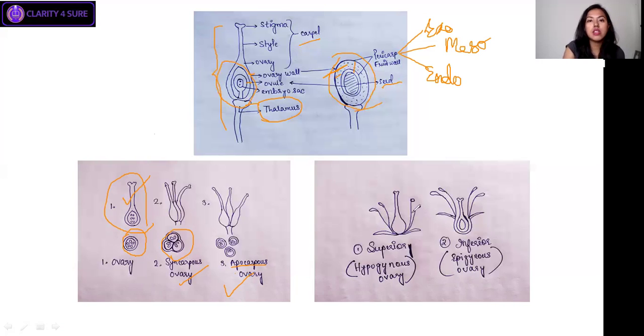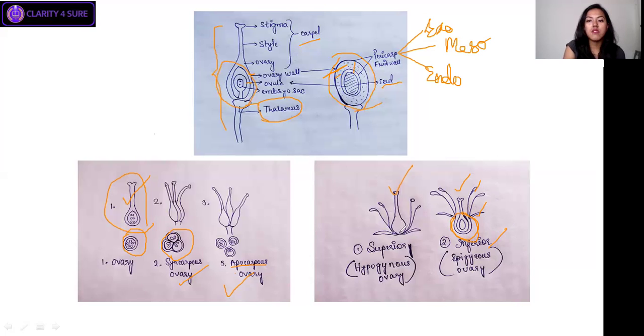Another classification of ovary can be inferior ovary and superior ovary. So inferior ovary, as the diagram itself shows, you can see that the ovary is inside sort of a cavity, isn't it? The other floral parts, like the male part and the calyx, are above this ovary, right? So it's like the ovary is in a cavity. When this sort of ovary occurs, it is known as your inferior ovary or epigynous ovary.